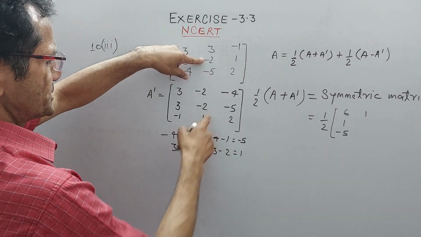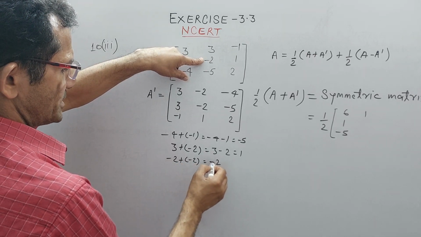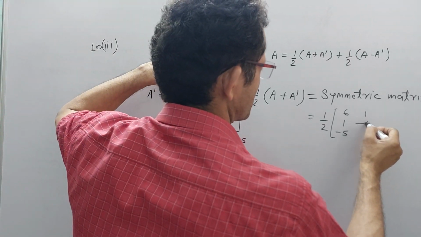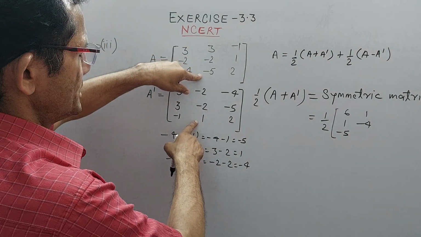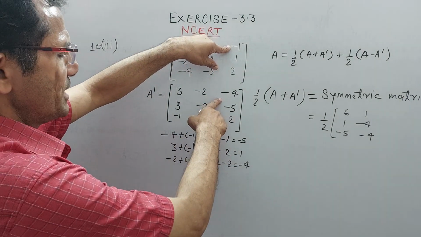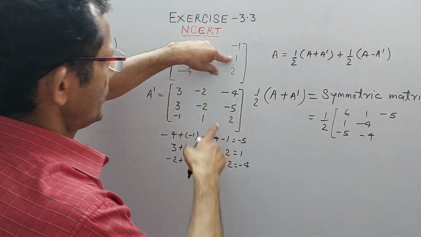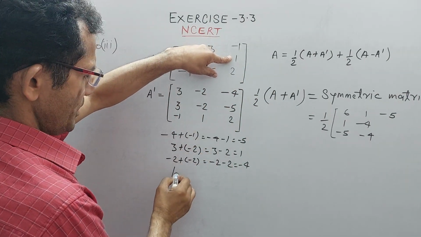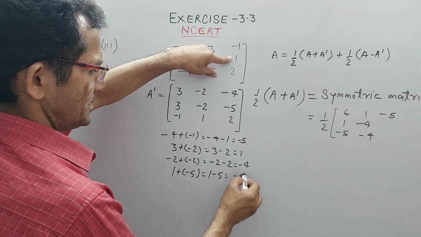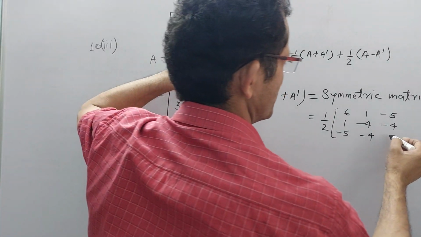So this entry is minus 2, this is also minus 2, minus 2 and minus 2, and minus by bracket, open the bracket, and it comes out minus 4. So now this entry should be minus 4, and here minus 5 and plus 1, minus 5 plus 1 is minus 4, and here minus 1 plus minus 4 will be minus 5. This entry is minus 5, and 1 plus minus 5 will be 1 minus 5, and this is minus 4. And 2 plus 2 will be 4.